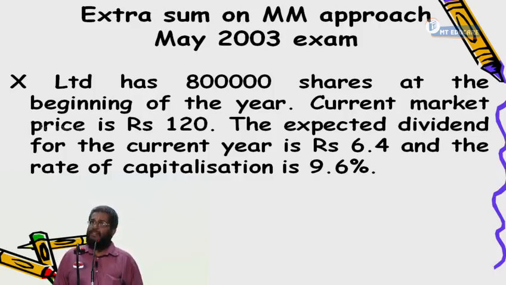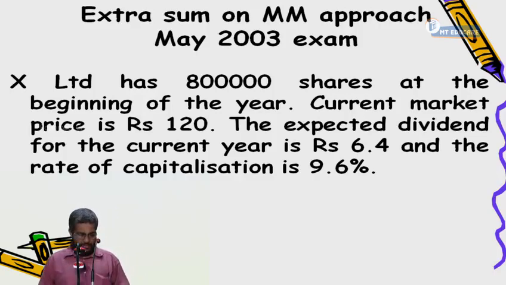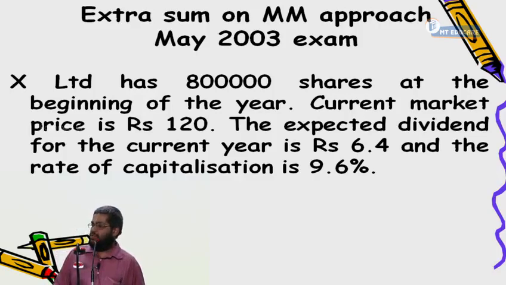The expected dividend for the current year is rupees 6.4. And the rate of capitalization is 9.6%.